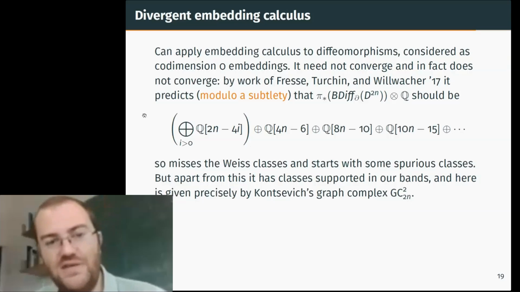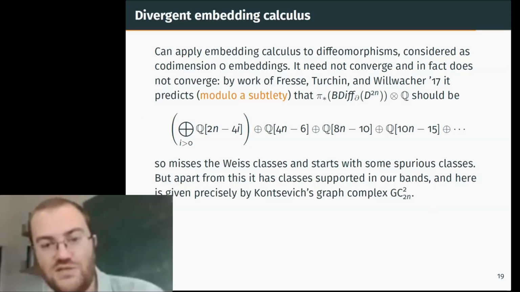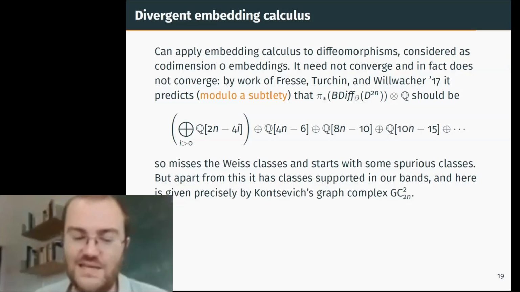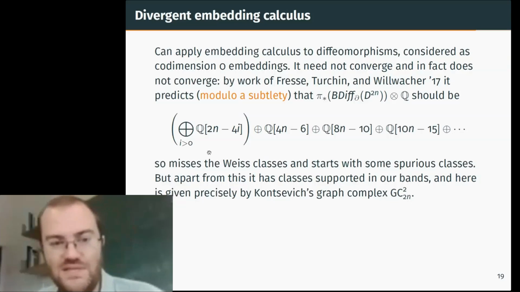And we can compare this with my theorem with Galatius, and you see that there are two phenomena. Firstly, this has missed these Madsen–Weiss classes, these Pontryagin classes. They're not there. But secondly, it started with this business here in degrees 2n-4, which is not supposed to be there.